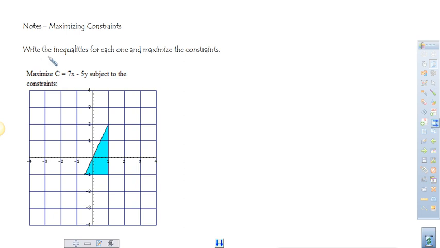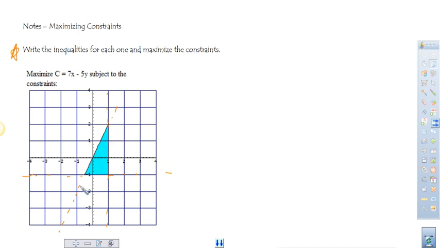So just for good practice, let's write the inequalities that are created here. So this is actually a line that would continue. This one's actually a line that would continue. This is actually a line that would continue. But the only place where all the shading overlaps is in this triangle.